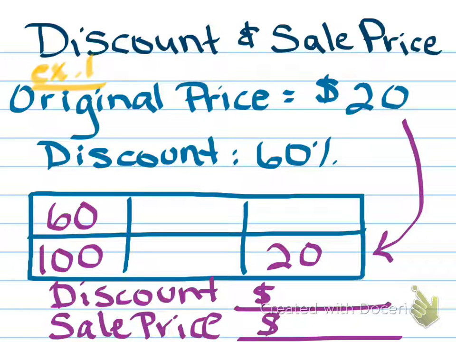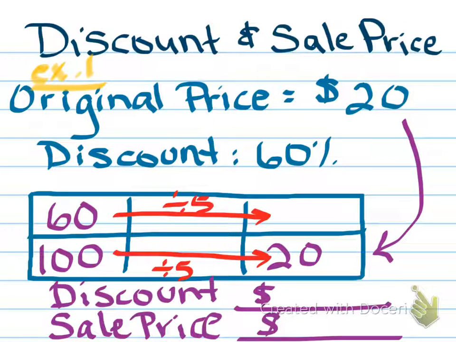Now the part that I'm missing is this amount, which is the amount of the discount. If I'm putting in 60%, it's going to tell me how much I'm saving. Not how much I'm paying, but how much I'm saving. So when we set this up, to go from here to here, I'm going to divide by 5. What I do to the bottom, I'm going to do to the top, so I'm going to divide by 5. I didn't need a middleman for this example. So I see right away that my answer is going to be 12, because 60 divided by 5 is 12. So my discount is $12.